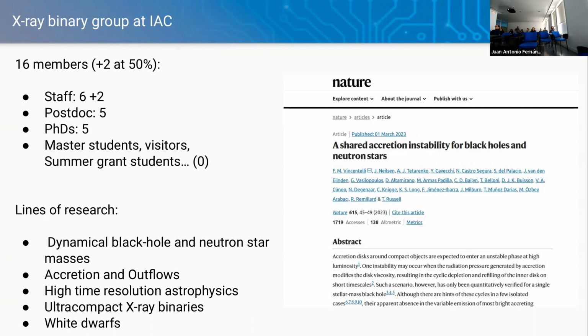And we follow different lines of research. We have these 5 different lines, like measuring masses of black holes and neutron stars. We also study accretion and outflows. There are a few of us who are also dedicated to white dwarfs or ultra-compact binaries. And this is one of the latest papers that one of the members of our group published, from Federico Vicentelli. It belongs to this research line, which is high time resolution astrophysics.